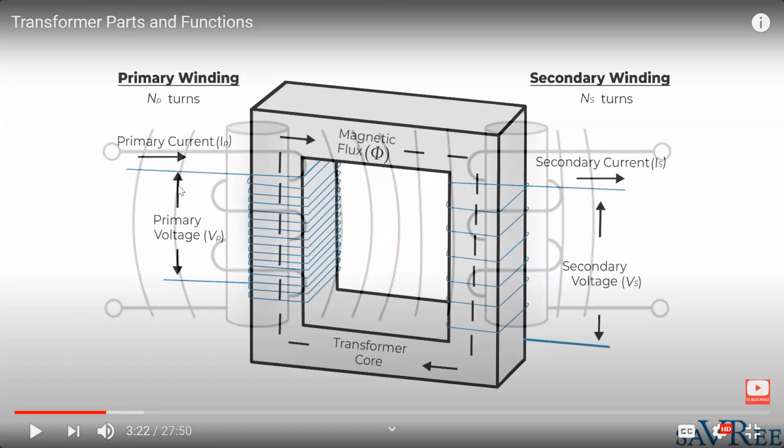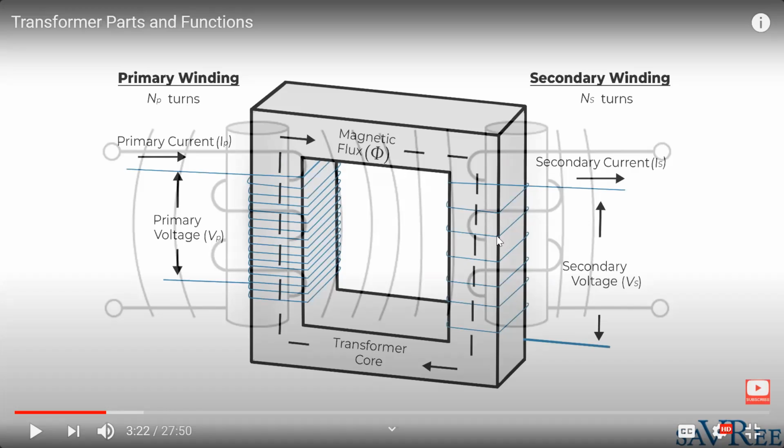So the alternating flux produced by the primary coil passes through this core, because the core provides a path for magnetic flux. This flux produced by the primary coil passes through this magnetic core and links the secondary coil. This is the secondary coil.